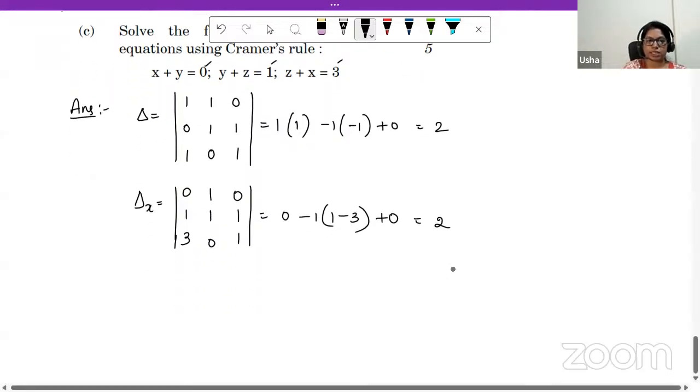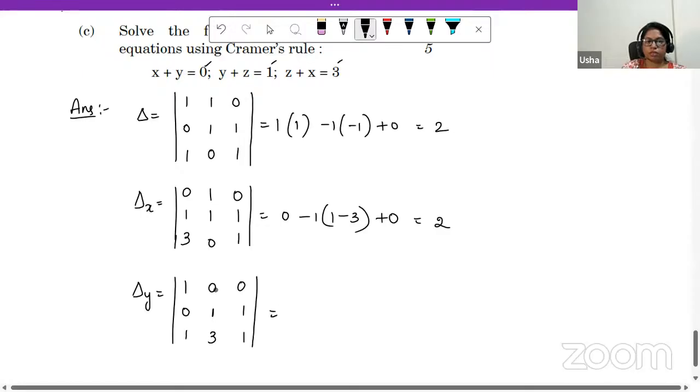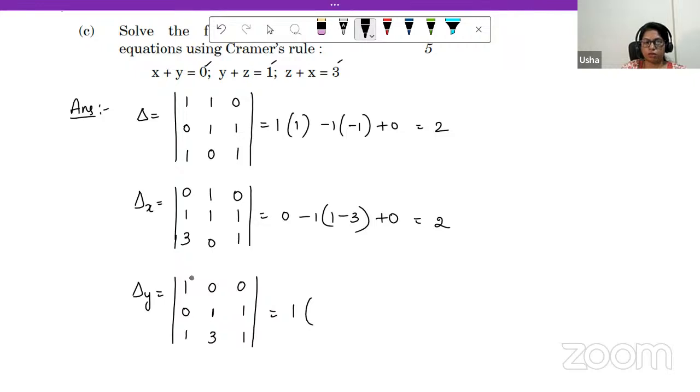This is delta x. Next I will write delta y. For this I'm going to replace the second column with the RHS values. So first and third column I will write as they are. Instead of the second column, I'm going to write the RHS values, which are 0, 1, and 3. Now, these two terms are not there, it's going to be 0, so I just have to expand along this one. 1 into, this is 1 minus 3. So this gives you minus 2.